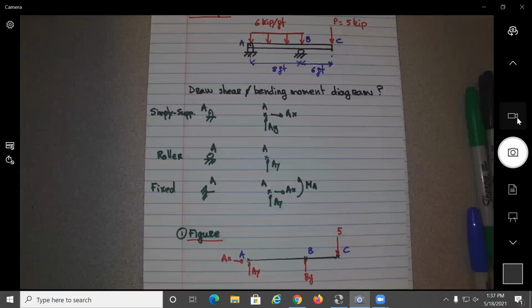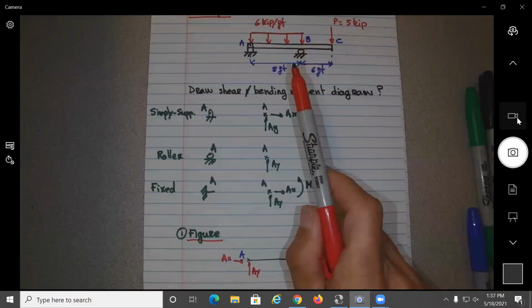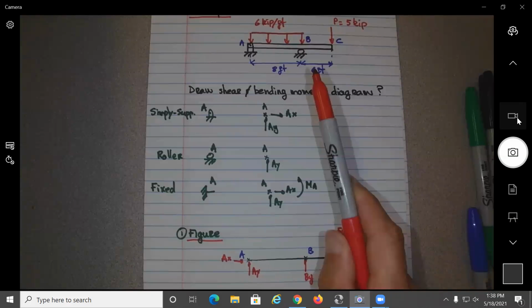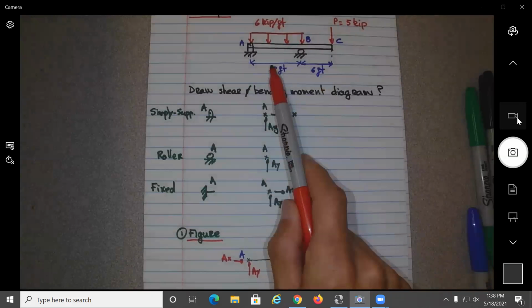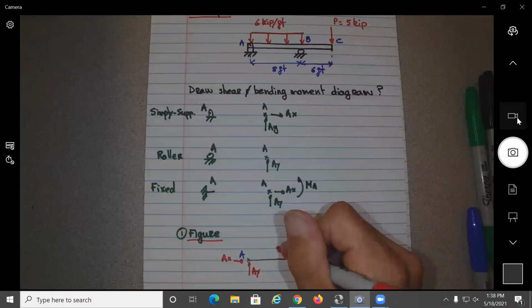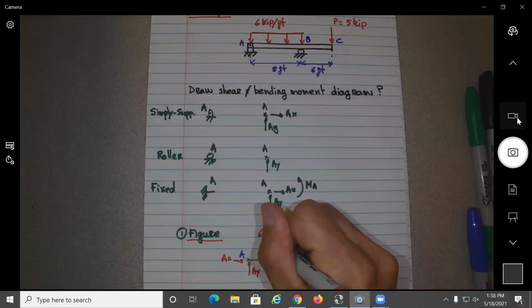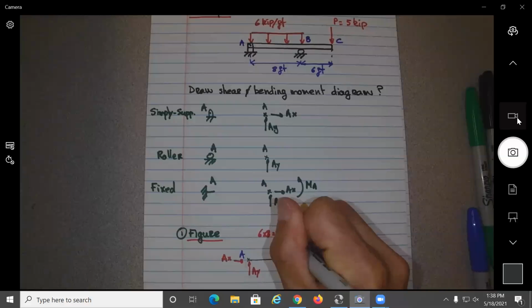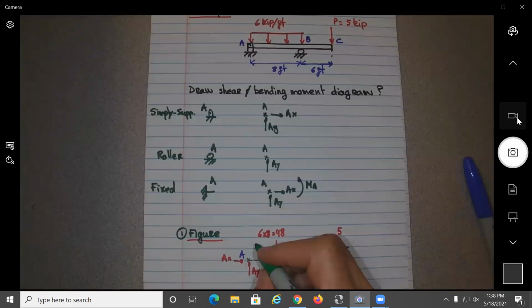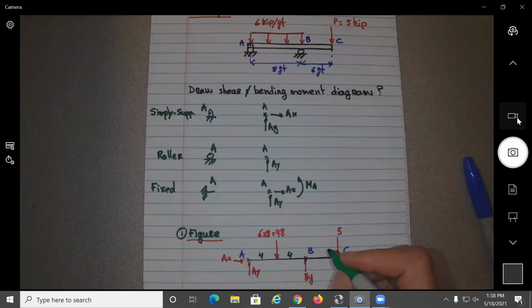And now, just to find the reactions, we can replace the distributed load by just one force acting in the middle, no? So the value of this force will be what? 6 times 8, which is 48, okay? So one force 48 acting in the middle over here. And what will be the distances over here? So let's say this will be 4 feet. And this will be 6, no?